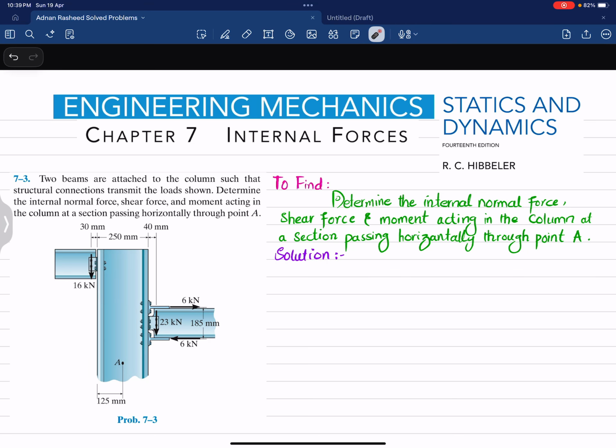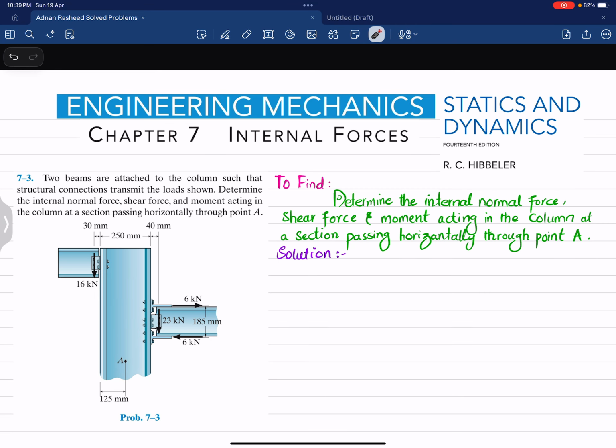Welcome back. In this video, we are going to solve problem 7-3 that is taken from chapter number 7, Internal Forces, and the book name is Engineering Mechanics, Statics and Dynamics by R.C. Hibbeler, 14th edition. The statement is: two beams are attached to the column such that the structural connections transmit the loads shown.